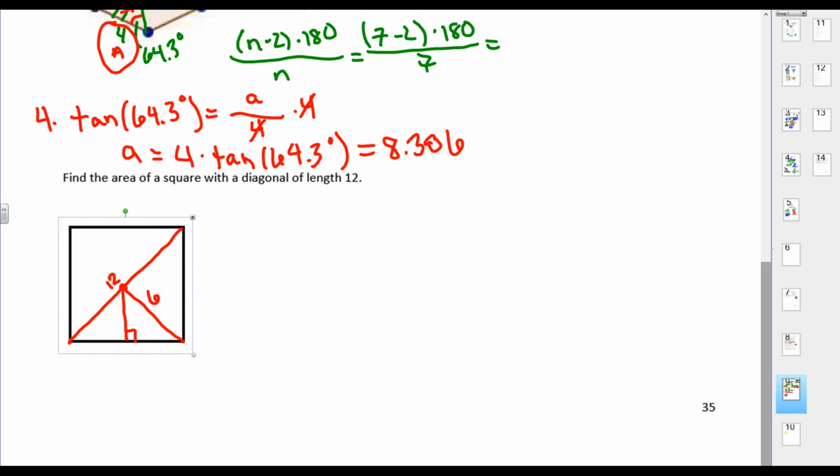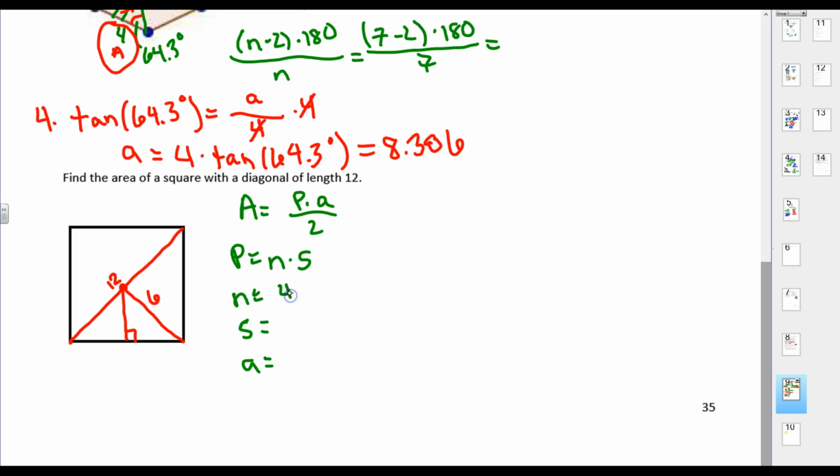So remember that the area of a polygon is equal to perimeter times apothem divided by 2, where perimeter is the number of sides times the side length. So you need number of sides, you need side length, and you need the apothem. The only thing you've got right now is number of sides is 4, okay?